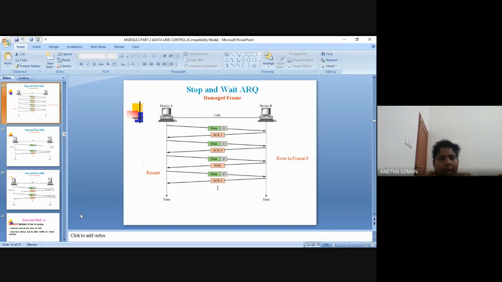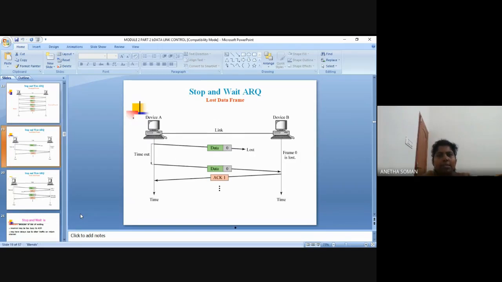Understanding what happens when a frame is damaged: whenever a frame is damaged, the receiver returns a NAK frame, a non-acknowledgement frame. The meaning is that the sender has to retransmit the data that was sent previously. So it will retransmit data 0. This is what happens in the case of a damaged frame.